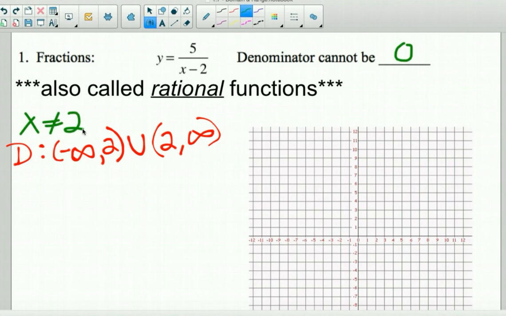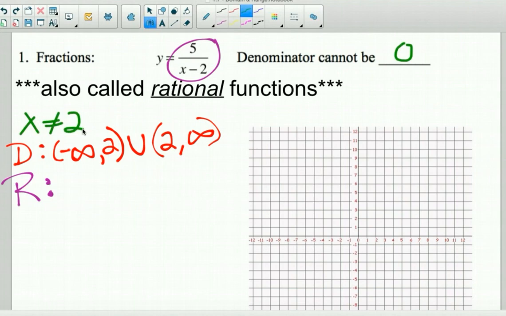The range is tricky, but it's pretty much just a rule for rationals, at least at this point. The range, again, is what results. So depending on what I plug in for x, what kind of numbers result? You can get really, really small numbers if you plug in a really big number for x, like 5 over a million is going to be something really, really small. You can also get really, really big numbers. If you plugged in something like 2.0000001, you get 5 over 0.0000001, which is going to be a huge number.